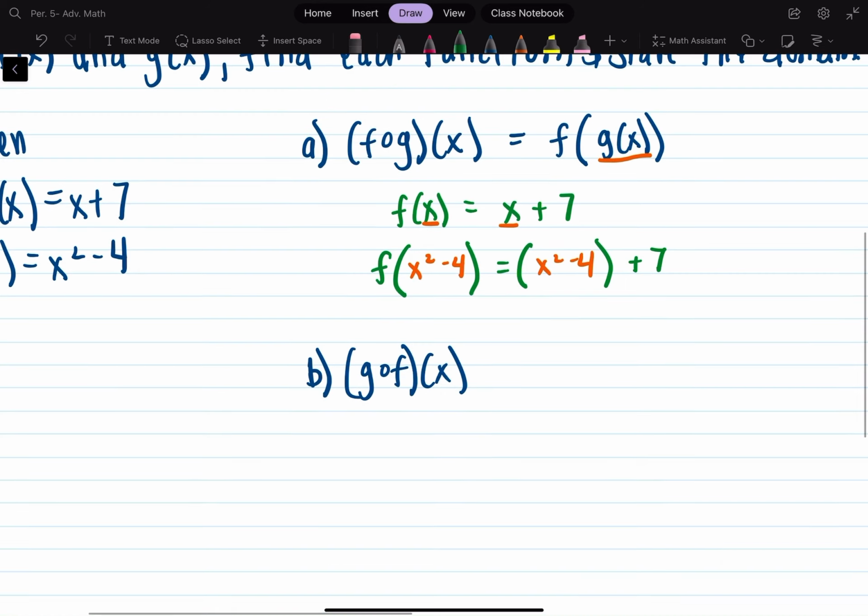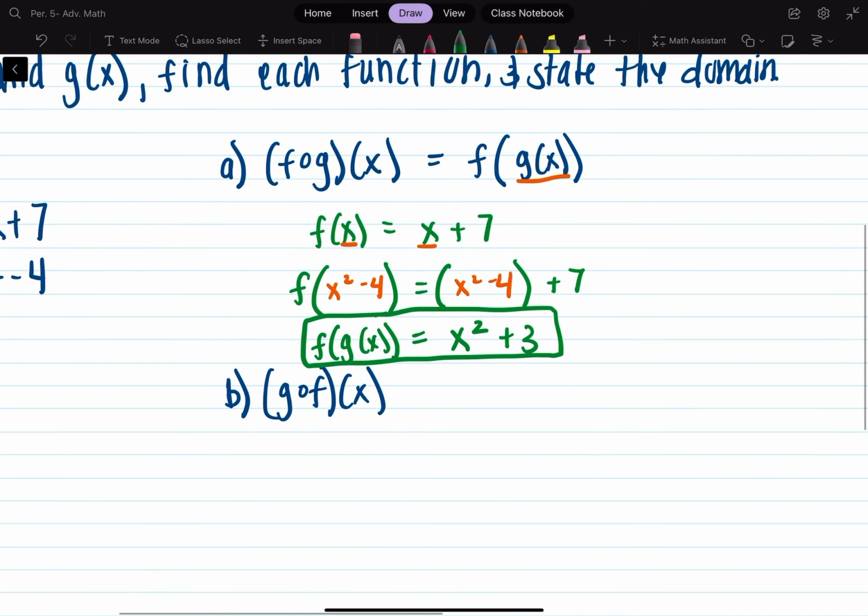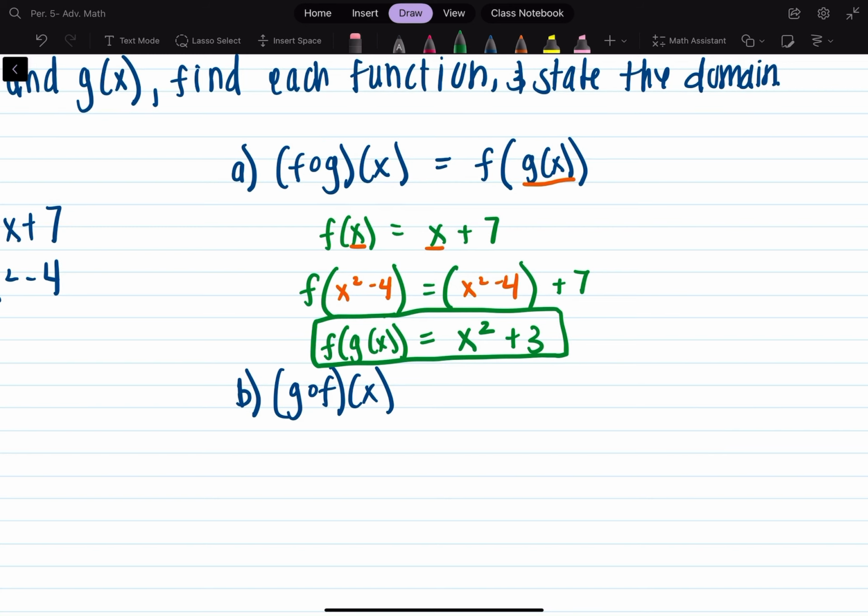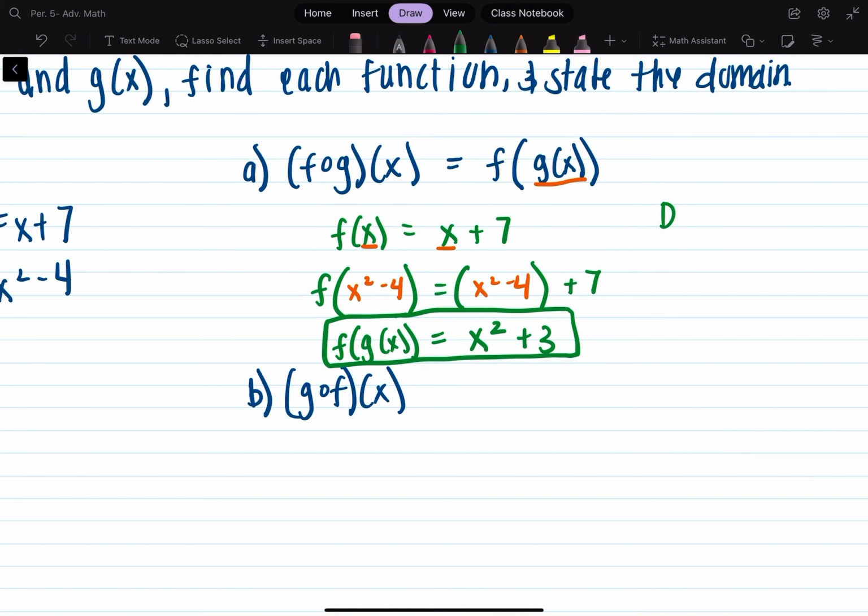So then from here, all you have to do is simplify down the expression. You should notice here that the minus 4 and the plus 7 can be combined. So this will simplify down to x squared plus 3. So my function f of g of x is equal to x squared plus 3. And that's it. Now let's talk about the domain.